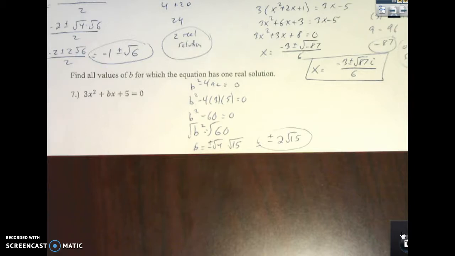Find all values of b for which the equation has one real solution, you could have either a positive 2 root 15 or a negative 2 root 15. There's your two options. And if you plug that back in for b, you would get exactly one real solution because your b squared minus 4ac would indeed equal 0. Okay, so you'll see one very similar to that.